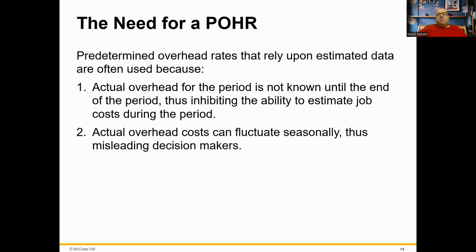So predetermined overhead rates that rely upon estimated data are often used because the actual overhead for the period is going to be unknown until the end of the period, thus inhibiting the ability to estimate job costs during the period. We also know that the actual overhead costs can fluctuate seasonally, thus misleading decision makers. And again, that can be because maybe we have to use more heat in our facility in the winter than we do in the summer, or we have to use a lot of air conditioning in the summer. Obviously, during the winter, you're not using that. So your overhead can fluctuate based on that, or based on how much the machines are being used, and so on and so forth.